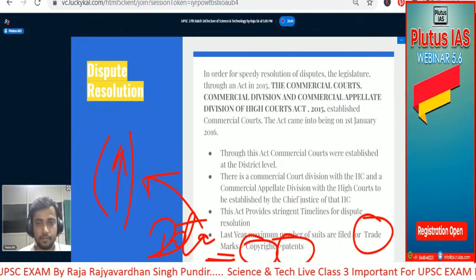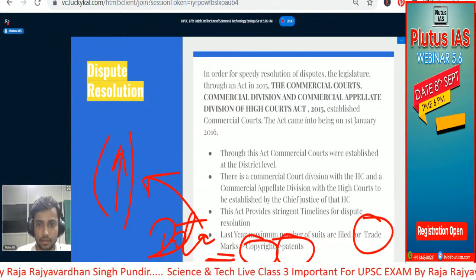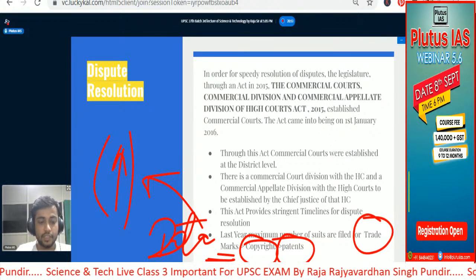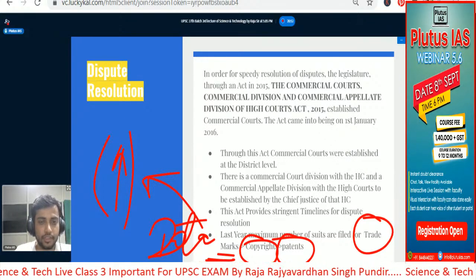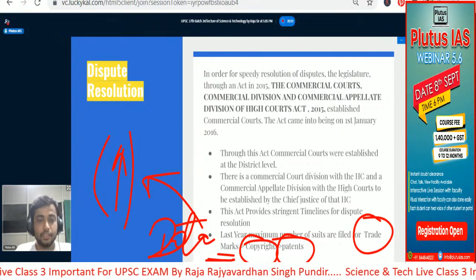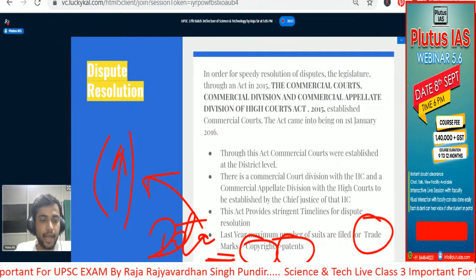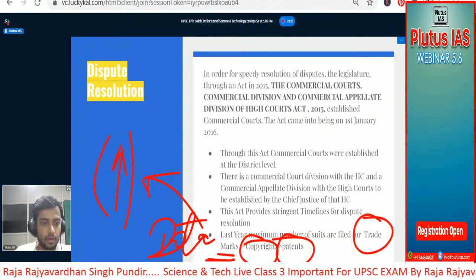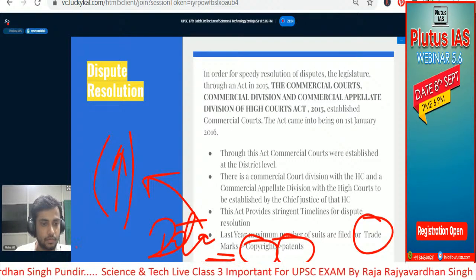Stringent means strict, a punishment of a higher degree, in a way. Stringent means something strict: timelines. Is it clear? Yes, sir. Thank you, sir.